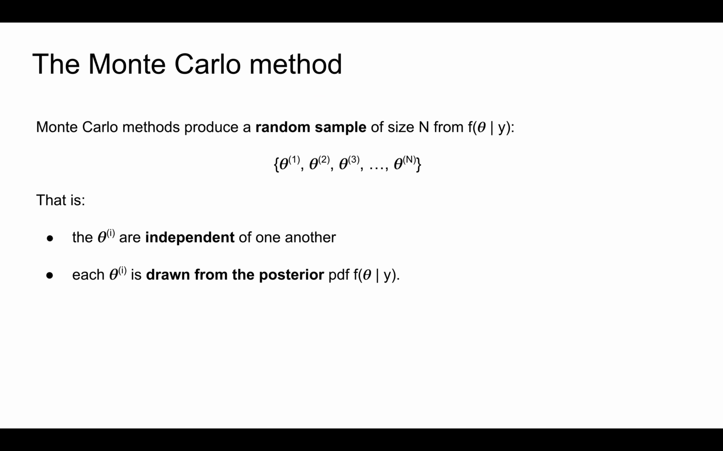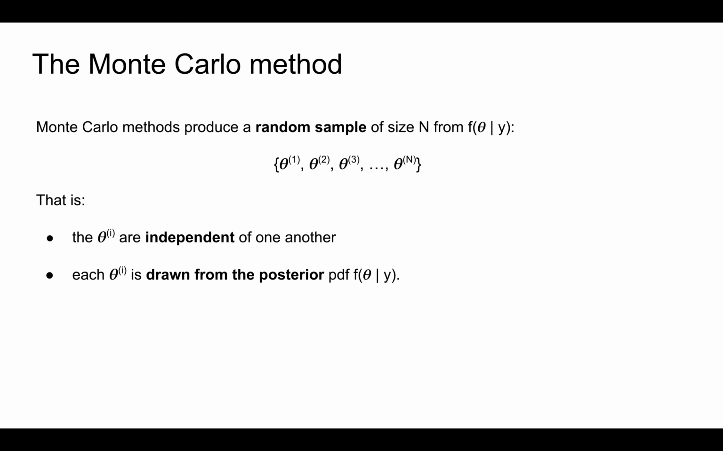In terms of our goal of simulating a posterior model, Monte Carlo methods produce a random sample of size N from the posterior PDF, f of theta given y. Specifically, in this sample of theta 1, theta 2, on up to theta N values, each theta value is independent of the others, and each theta value is drawn from the posterior PDF, f of theta given y.